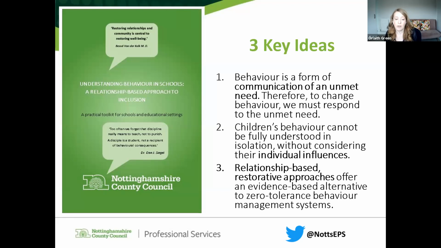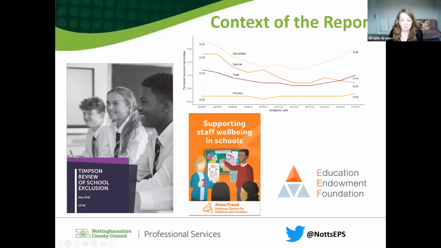And the final key point, which is a firm statement from the research that we looked at, is that relationship-based and restorative approaches offer an evidence-based alternative to zero-tolerance behaviour management systems. We did a bit of a review of that research, so I'll tell you a bit more about that later on. So let me tell you a little bit about the context.